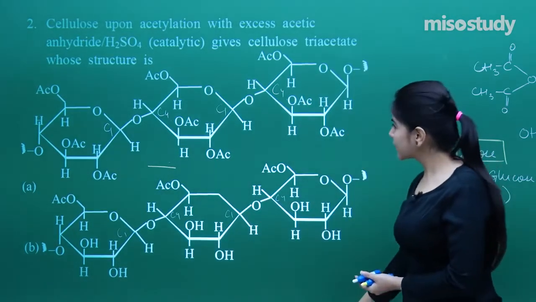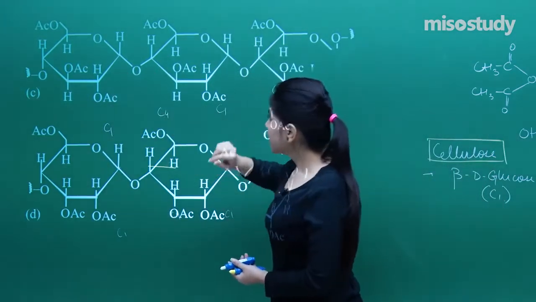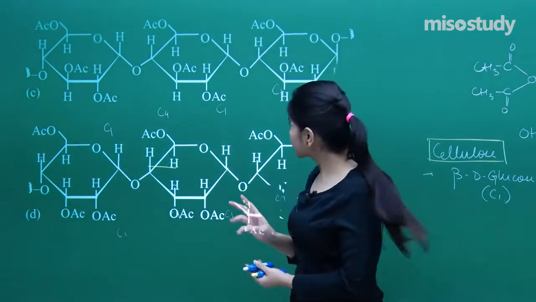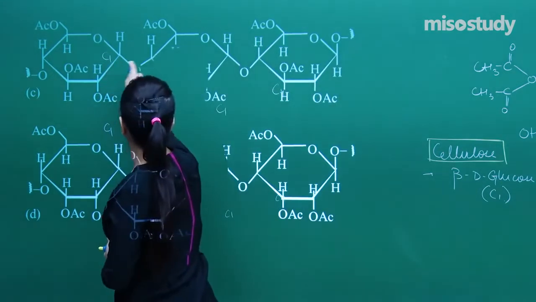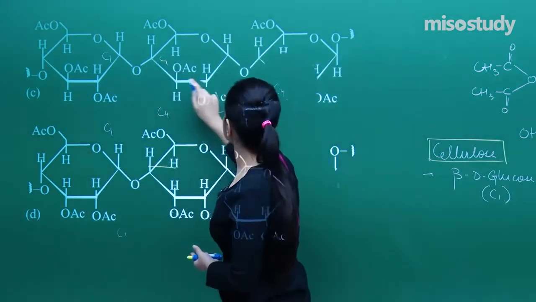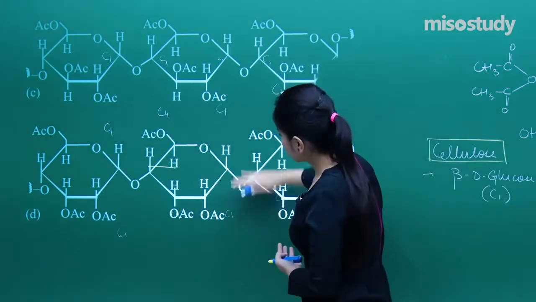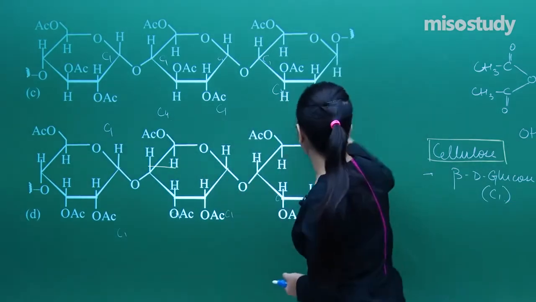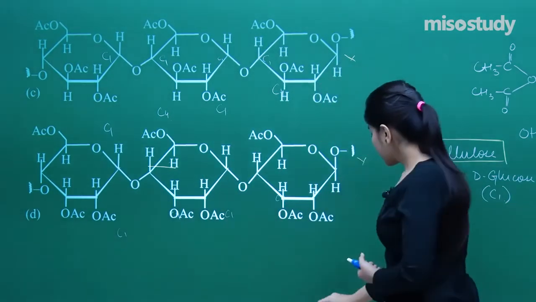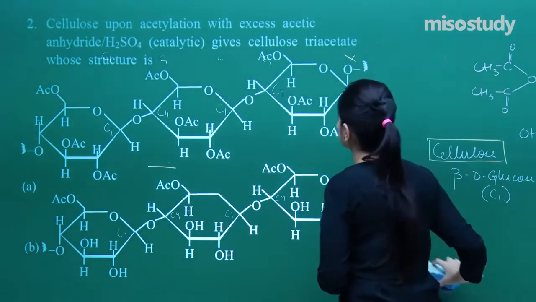Now if I look at the next options, what do I have? If you see over here, there is no C1 and C4 connection. If you look very properly, there is only C1 and C1, C1 connected with C1. That is how in both the options the connections are made. So you need not go for these two options, these are incorrect. Let's now see the initial options that we had.